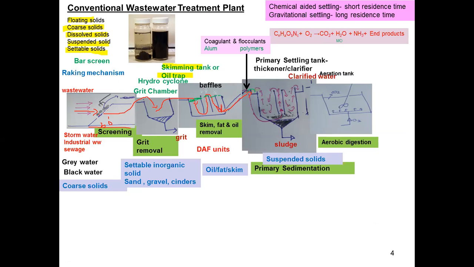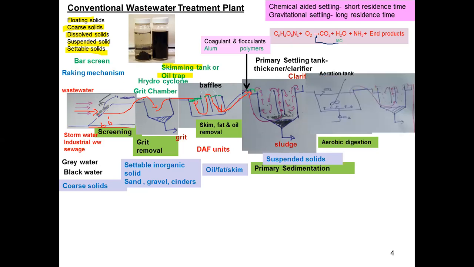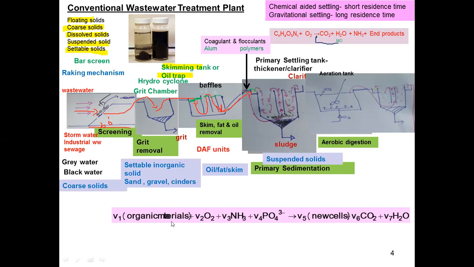microorganisms, organic matter is converted into CO2, H2O, ammonia, and other end products. So these microorganisms need oxygen to degrade the organic matter. Okay. So in other words, we can say that organic materials are consumed by microorganisms with the presence of oxygen to form new cells, CO2 and H2O.